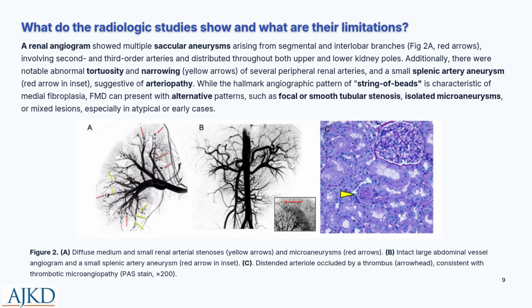Finally, the histology on the right, panel C, shows an arteriole occluded by a thrombus, consistent with TMA. So now we have radiological evidence of arteriopathy and microscopic evidence of vascular injury, which helps explain the patient's presentation far more clearly than any single study alone. Again, this is where this case really illustrates things differently from our textbook.